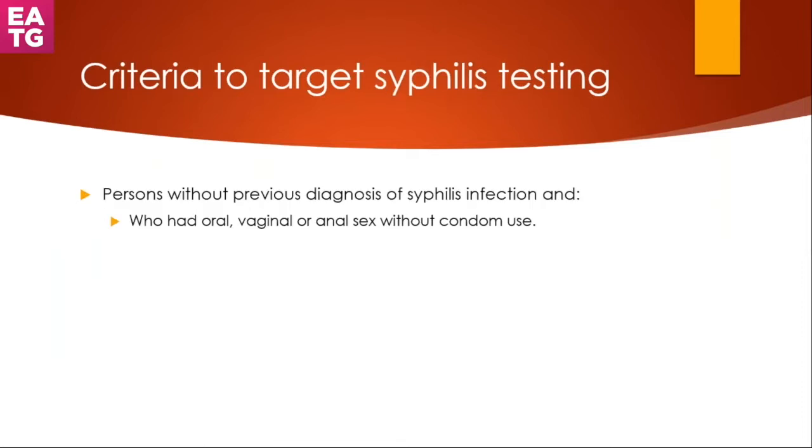As for the criteria to target syphilis testing, it is way more simple. People without a previous diagnosis of syphilis infection and who had oral, vaginal, or anal sex without using a condom.